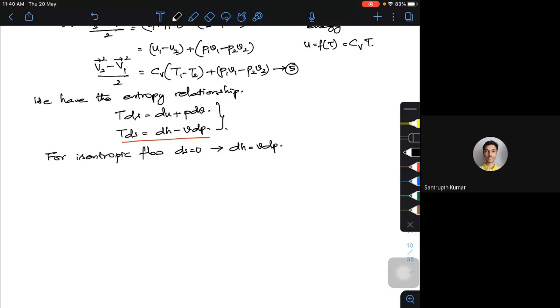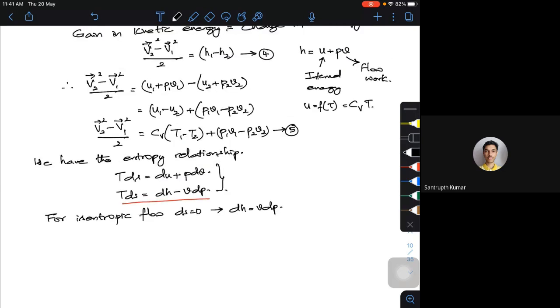Now I'm going to substitute this in your expression. We have the expression V2 square minus V1 square, and I'm going to substitute for DH. DH is the change in enthalpy. If I substitute over here, equation 4 can be written where V2 square minus V1 square is equal to VDP.